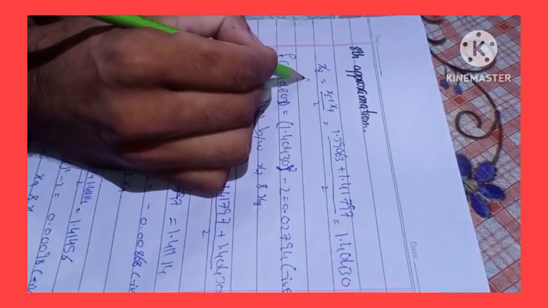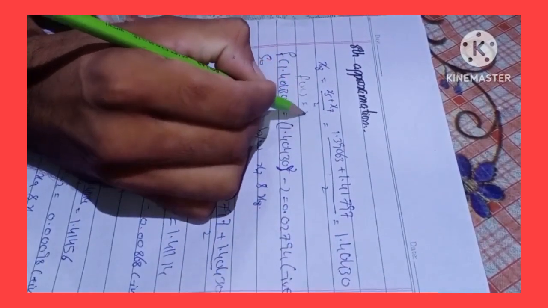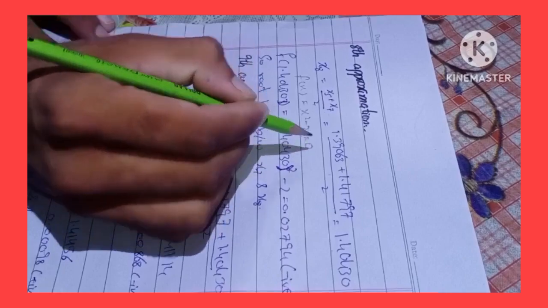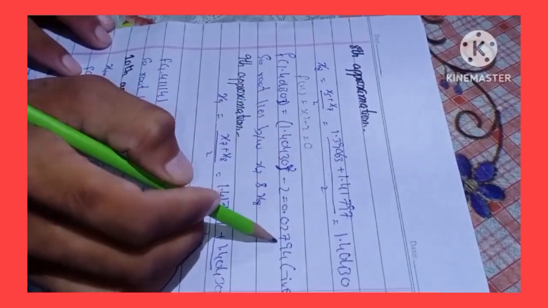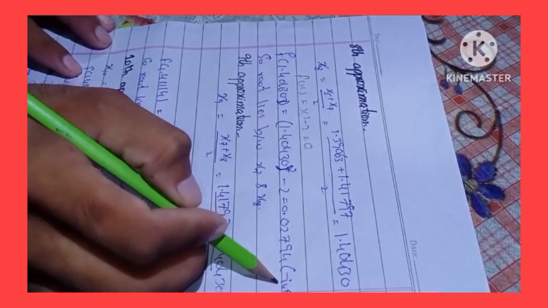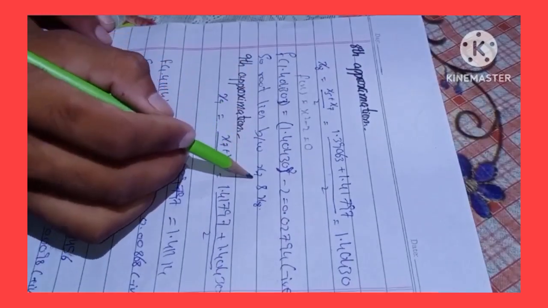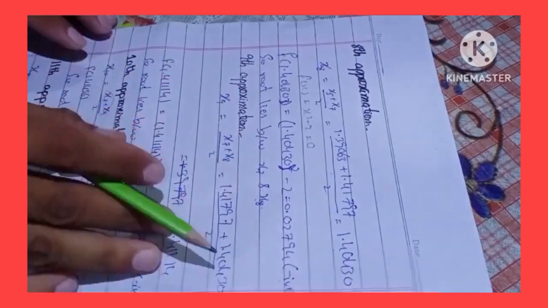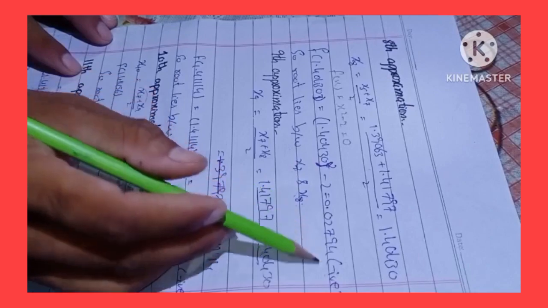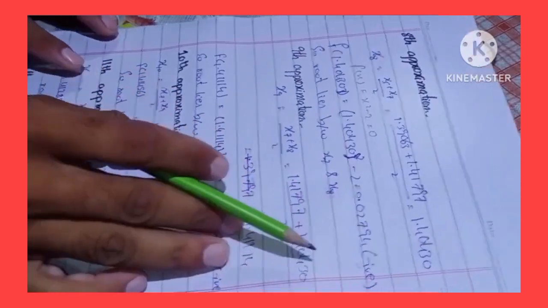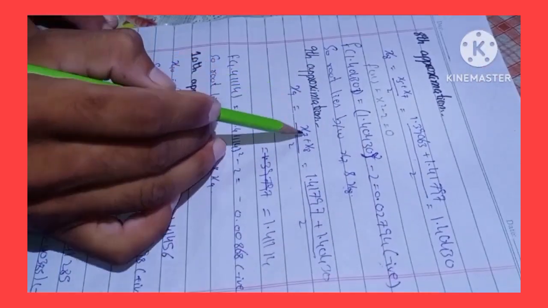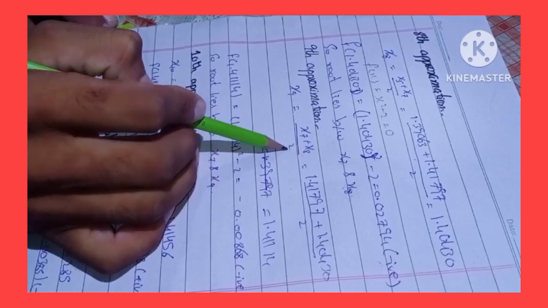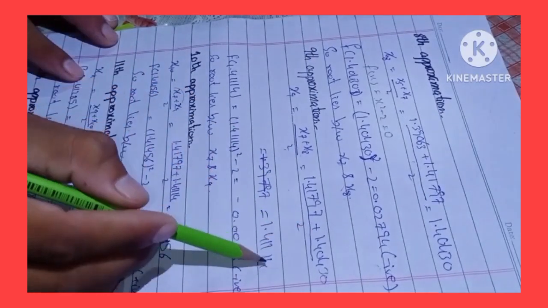These values are put into f(x) = x² − 2 = 0. Then solve it. This gives us a negative value. So the root lies between x7 and x8, because x7 is positive and x8 is negative. The ninth approximation is (x7 + x8)/2. Putting in these values, then solve it.